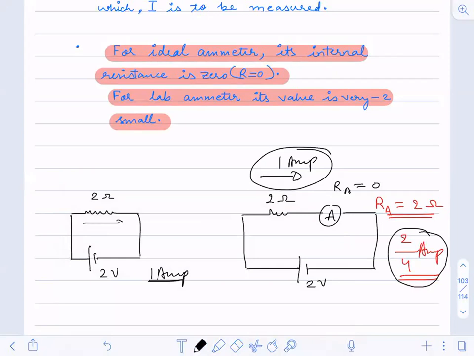You want to just measure the current here. You don't want any change in the value of current due to this emitter. That's why this emitter must have zero resistance. That's why it is recommended that the emitter must have zero resistance, and practically it is not possible, so it should have a very, very small resistance so that the potential drop is less.